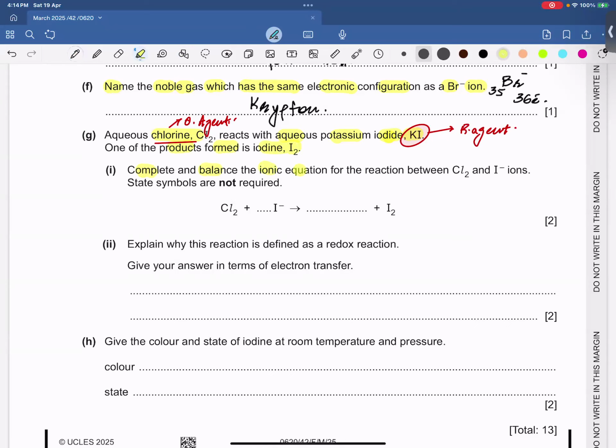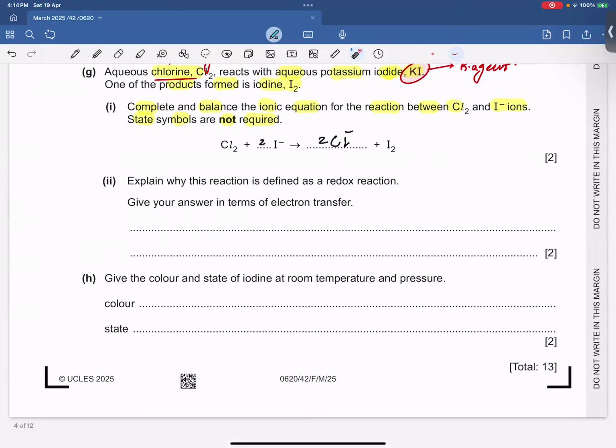Complete and balance the ionic equation for the reaction between chlorine and iodide ions. State symbols are not required. Chlorine is an oxidizing agent, so it oxidizes iodide into iodine, and obviously it itself will be reduced. When it reduces itself, it will turn to chloride ion. How many iodine here? 2. So put 2 here. How many chlorine here? 2. So put 2 here. So that's a balanced chemical equation, okay? And we have done this sort of ionic equation in the class in group 7 elements.